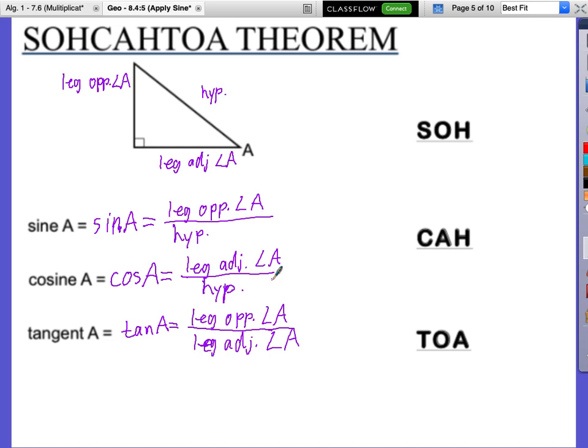Now you might be wondering, well, Mr. Cross, how am I supposed to remember this? Well, awesome, math students, thank you for asking. We're going to remember this with this acronym, SOHCAHTOA.